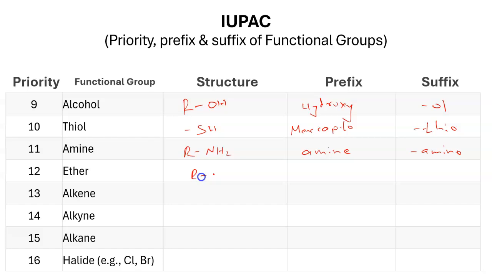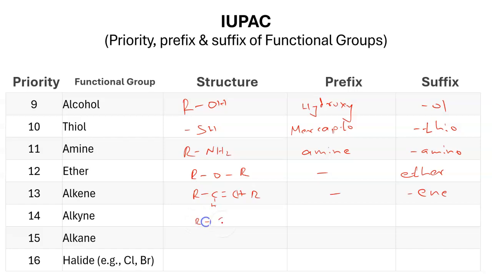Now the ether has oxygen attached to two alkyl groups, and in the suffix it is called ether. Next is alkene. It will have a double bond, and here it will have a hydrogen. So in the suffix it is called ene.